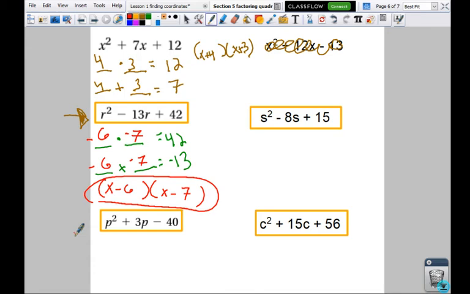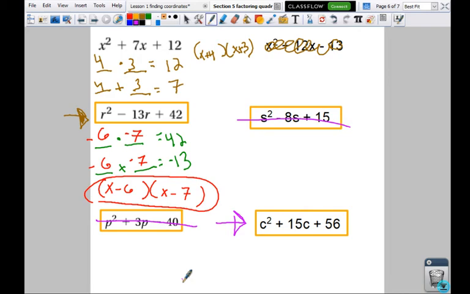Alright, let's skip to this last one. You guys are doing pretty good. Let's do one more, then we'll do the exit ticket. Pick the exit ticket, the top one or the bottom one. Alright, I want you to do this last one: c squared plus 15c plus 56.